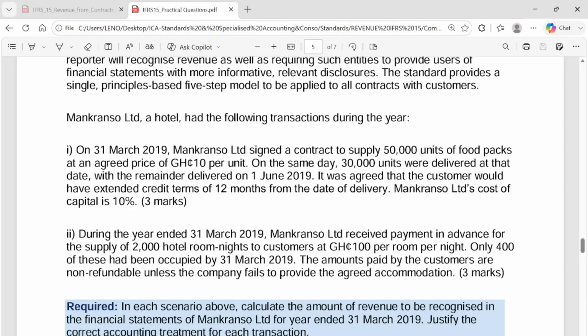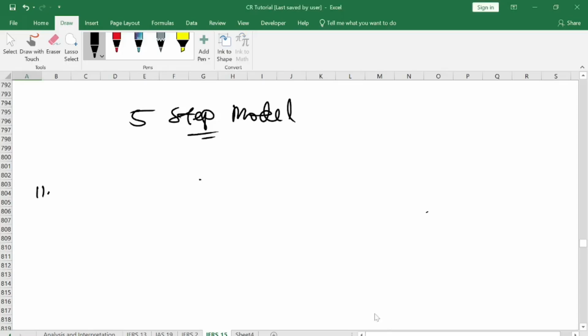All right, so this simply means that the company has received in advance for 2,000 hotel rooms at 100 shillings per room. Now he was able to deliver 400. So in the contract, he's not supposed to refund the money immediately. So he has to show a commitment that he will deliver the rest of the rooms. So how do we account for such an arrangement?